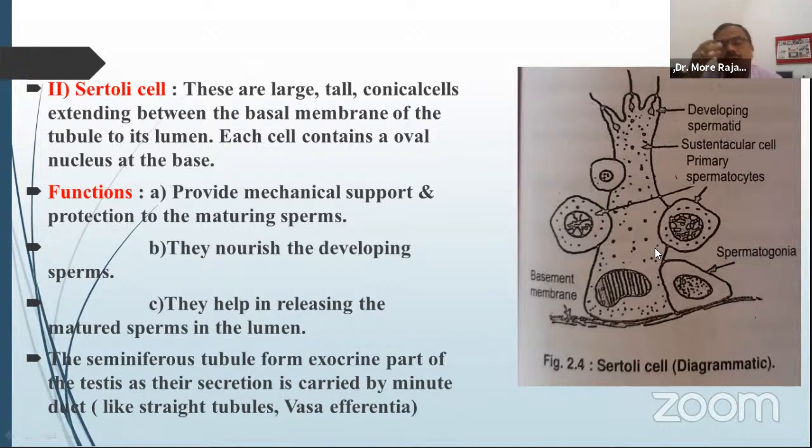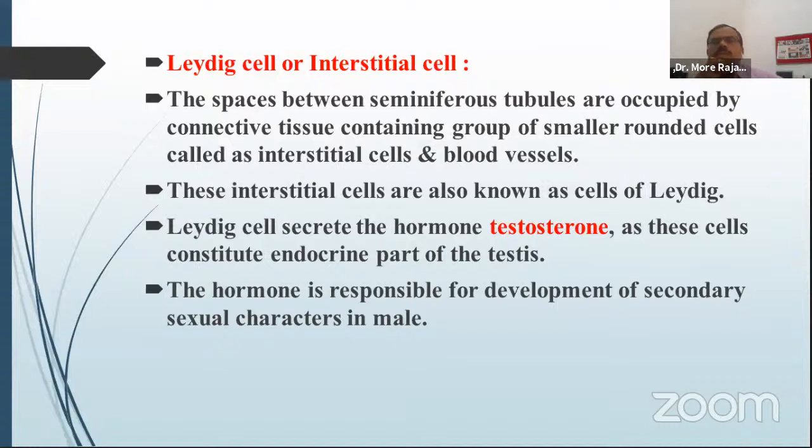The seminiferous tubules form the exocrine part of the testes, and their secretion is carried by minute duct-like straight tubules called the vasa efferentia. Now come to the endocrine cells, which are present in between the seminiferous tubules. These are called the Leydig cells or the interstitial cells. These are located in the spaces between the seminiferous tubules and are surrounded by connective tissue. Such rounded cells, the interstitial cells, are in close vicinity with the blood vessels, meaning blood vessels are also present close to the interstitial cells. These interstitial cells are the Leydig cells.